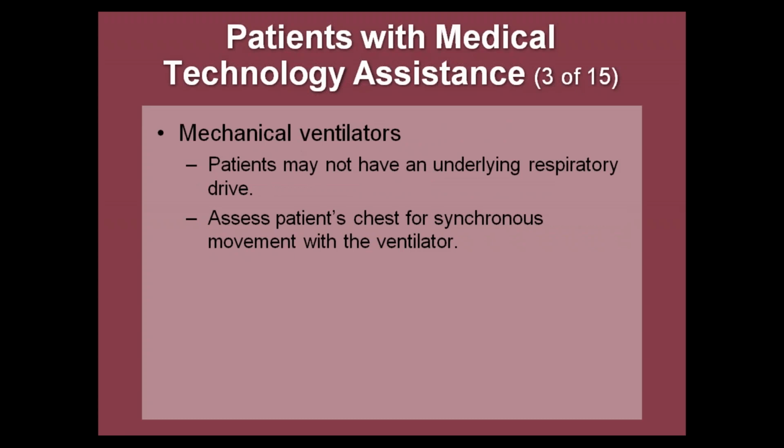Patients may not have an underlying respiratory drive, so they may need the use of a mechanical ventilator to help get them the oxygen that they need. Assess the patient's chest for synchronous movement. So you're going to want to watch the patient's chest. Make sure that they have bilateral chest rise and fall like we would with any other airway assessment. Use a stethoscope, listen to lung sounds left and right, uppers and lowers. A tracheostomy collar is an oxygen delivery device for patients with tracheostomies. So you may come across something like that.